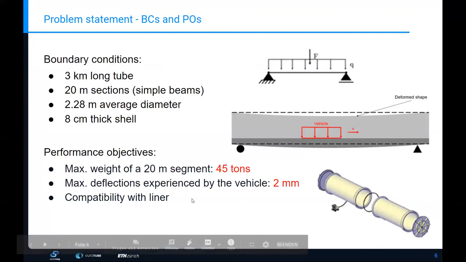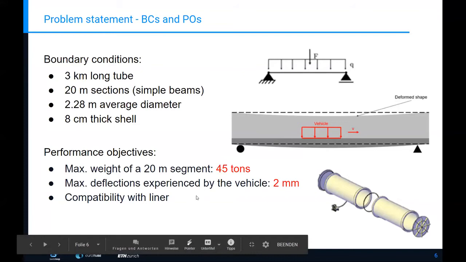And last but not least, the outer surface of the tube must be compatible with a liner. The liner is there in the end to make sure that no air is going into the tube, because of course during operation there is a vacuum, or most likely not an ideal vacuum, but something pretty similar.